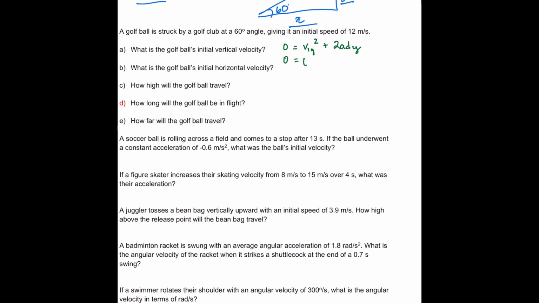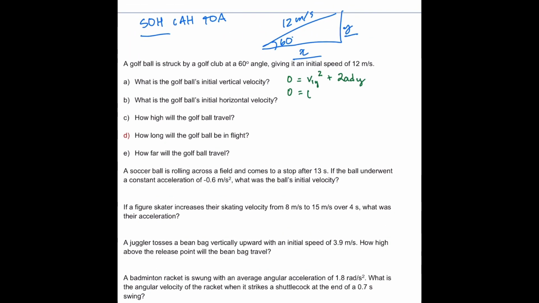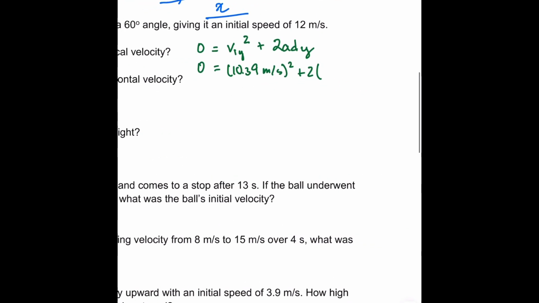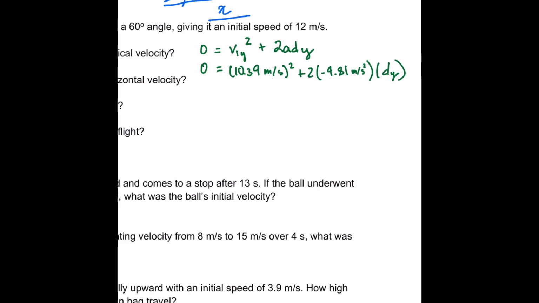So 0 is equal to our vertical velocity, which, if I remember correctly, was 10.39 meters per second, squared, plus 2. And remember, when we're talking about acceleration in the vertical component, it's always going to be gravity, so we have to remember the gravity sign. So it's going to be negative 9.81 meters per second squared. And since we're looking for the apex, what we're looking for today is the distance.